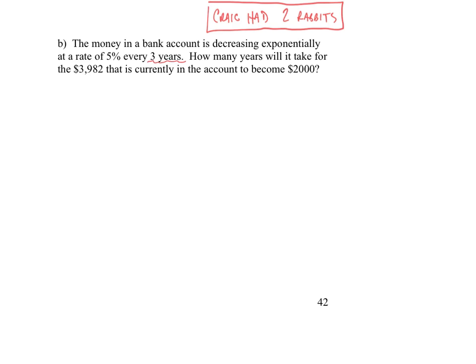So we're going to start off with our formula. We're going to have our total amount. We're going to have a principal amount. The money in the bank is decreasing, so it's going to be 1 minus whatever our rate is to the t over n power. So we can start plugging in the values. We know that now the bank account has $2,000 in it because it's been decreasing. It initially had $3,982 in it, and the rate of decrease was 5%. We don't know the time, but we do know that this rate is only kicking in every 3 years.